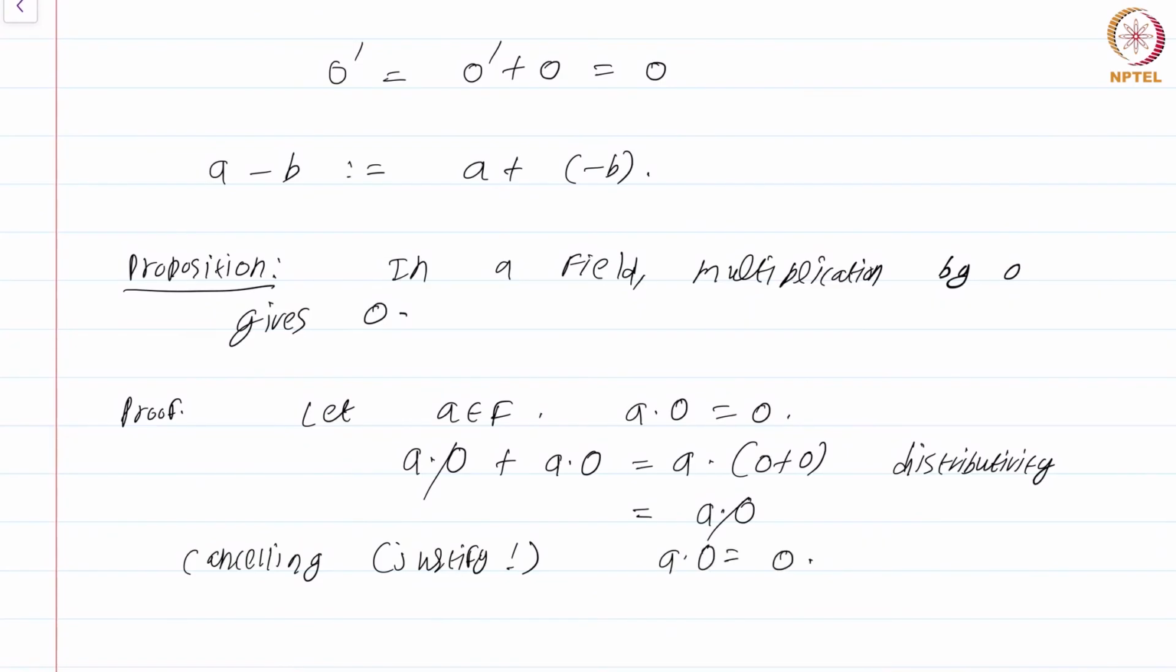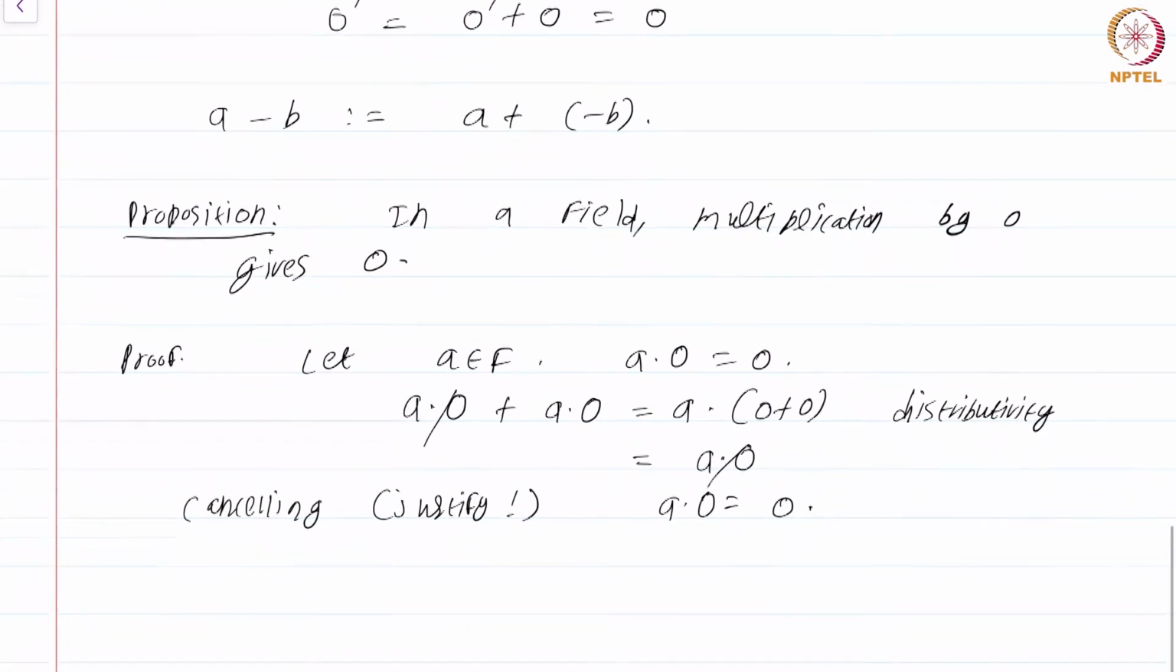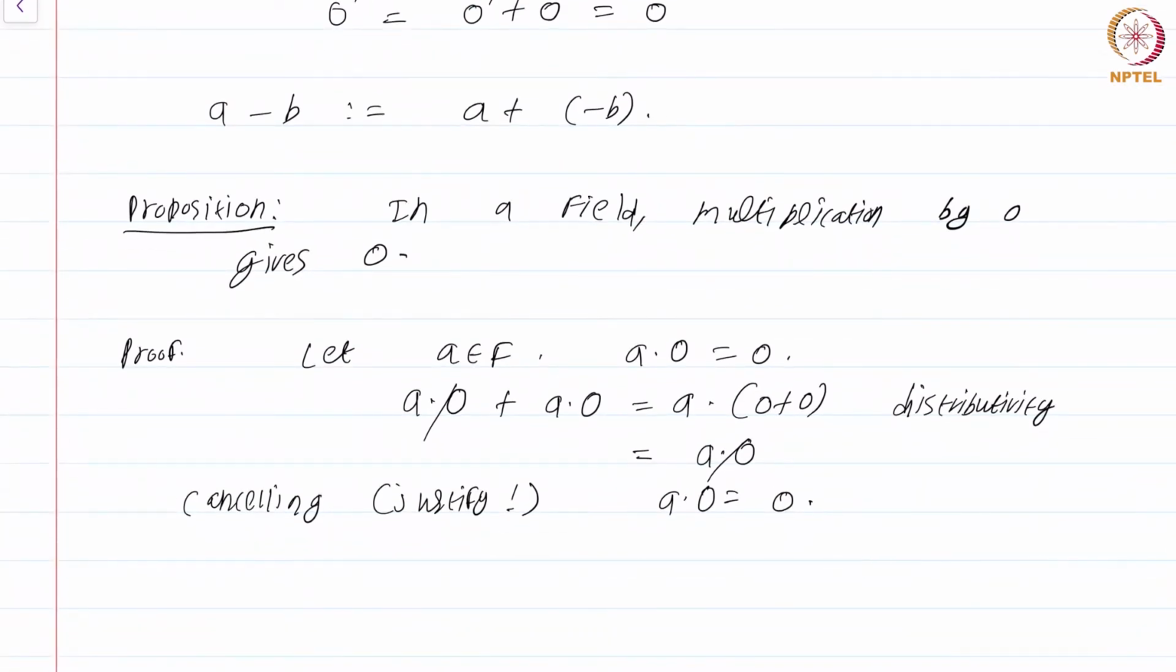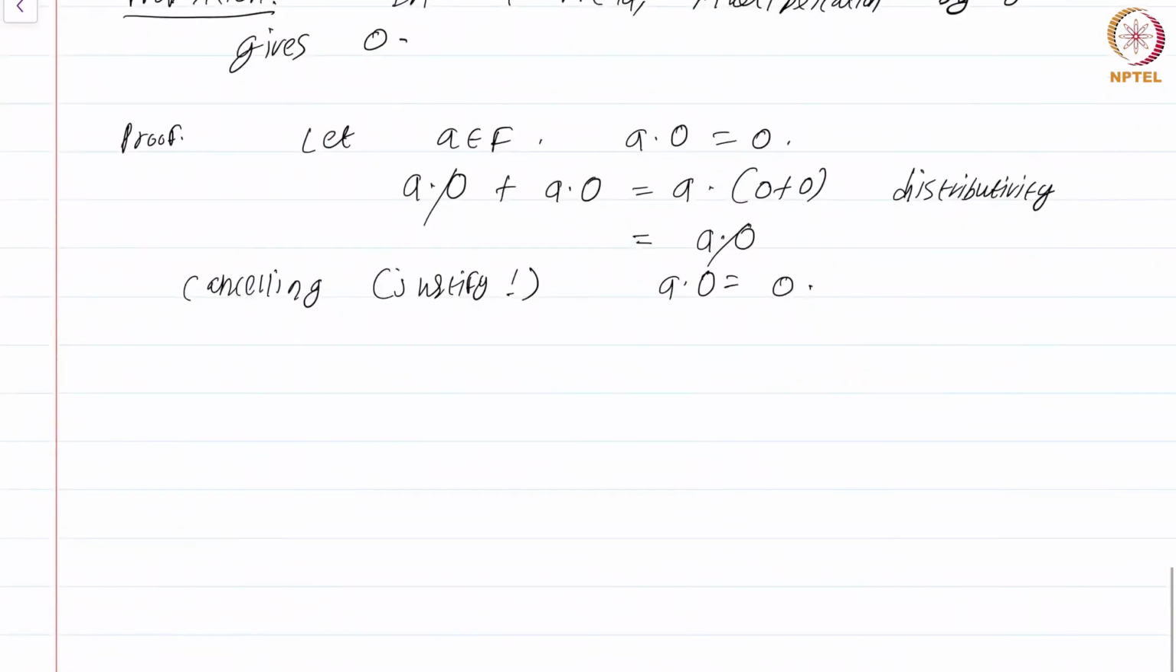Fine. So I leave it as an exercise for you to formulate cancellation laws for both addition as well as multiplication in a field. Okay. Note that when you're formulating the cancellation law for multiplication, ensure that you take into account the special nature of 0. You cannot conclude from a dot 0 equal to b dot 0 that a is equal to b. That's nonsense.